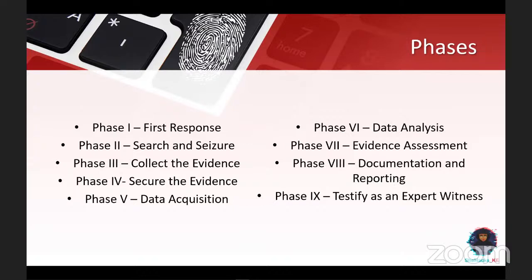Okay. So under the fifth phase, which is data acquisition, this is basically the process of retrieving ESI, which is electronically stored information, from suspected digital assets. It helps to gain insights into the incident, while an improper process can alter the data, sacrificing the integrity of the evidence. We'll keep talking about integrity because it's a key aspect in forensics.